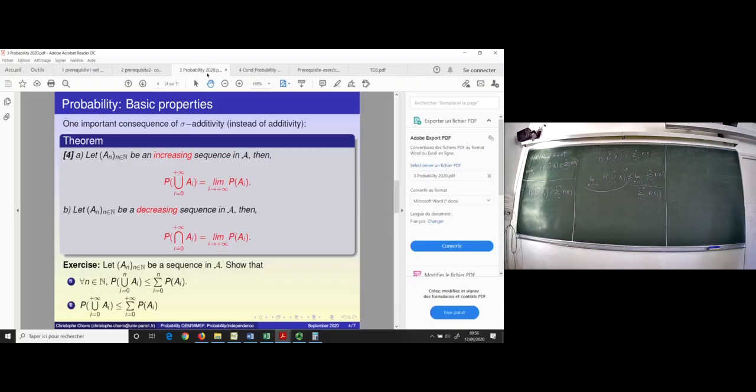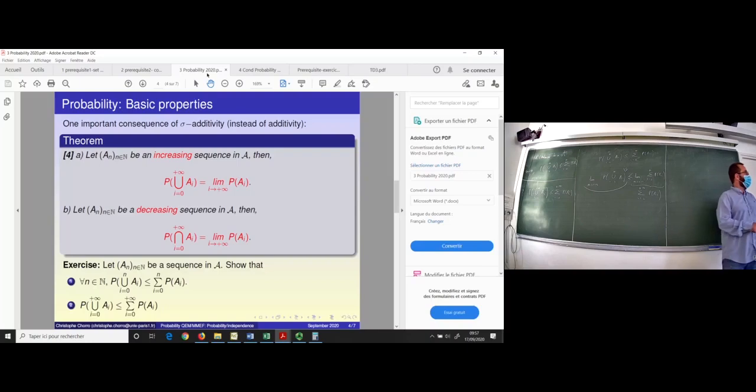I have a priori no result concerning the fact that I can do inversion between limit and probabilities. If you write it equal to the probability of the infinite union, it's true, but you don't explain to me why. And in fact, the explanation will come from this one here.